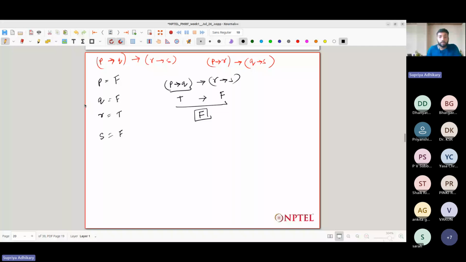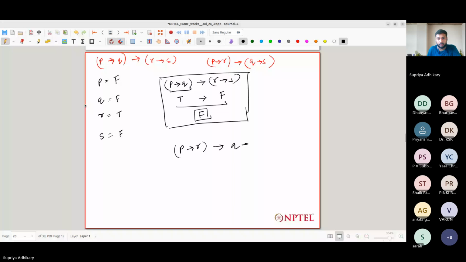Okay. So anyway, the truth assignment for this proposition over here, we have the false truth assignment for this. Now let's check out this second proposition, P implies R implies Q implies S. So this P implies R. Since P has the truth assignment F and R has the truth assignment true, therefore, this must be like this.